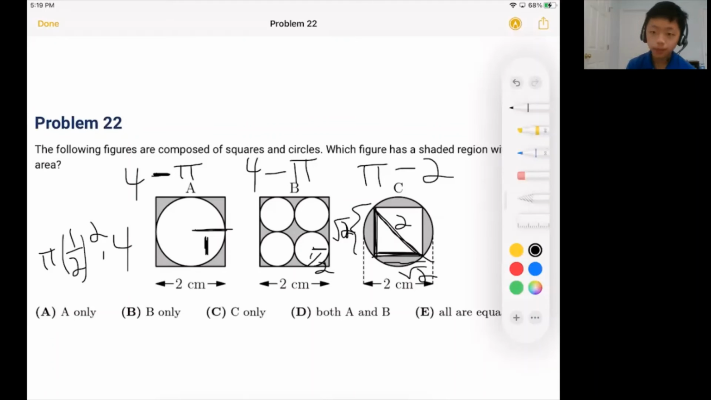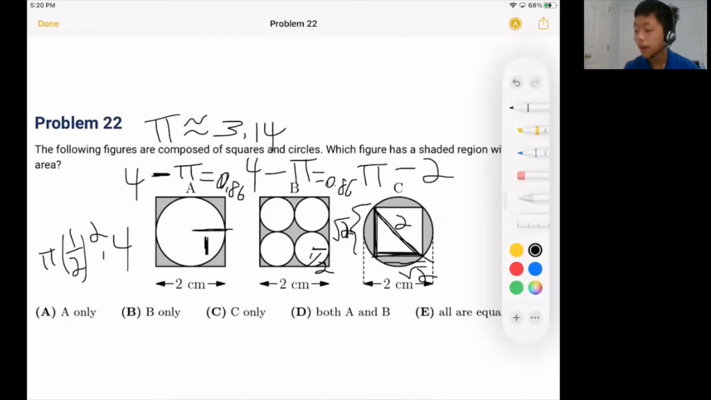So now we have to do some approximations. We should know that pi is approximately 3.14. So 4 minus pi is about 4 minus 3.14, which is about 0.86. And then pi minus 2 is going to be about 1.14.